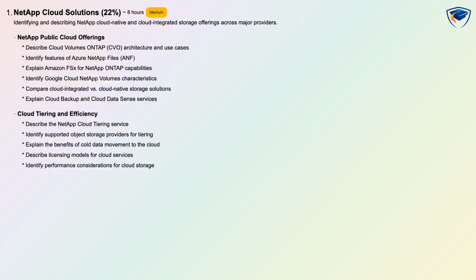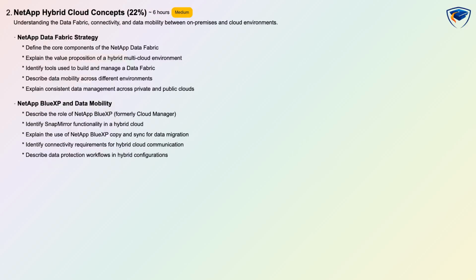The domain also covers cloud-integrated versus cloud-native comparisons, cloud backup and cloud data sense services, and cloud tiering concepts including supported object storage providers and benefits of moving cold data to the cloud. Expect to be tested on performance considerations, licensing for cloud services, and practical scenarios showing when to use each cloud offering.